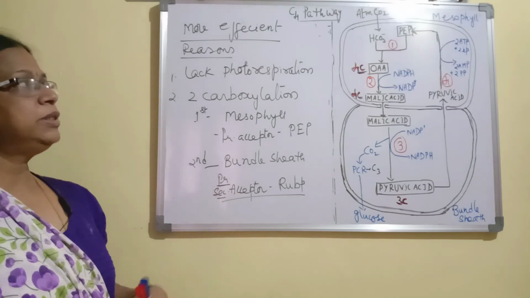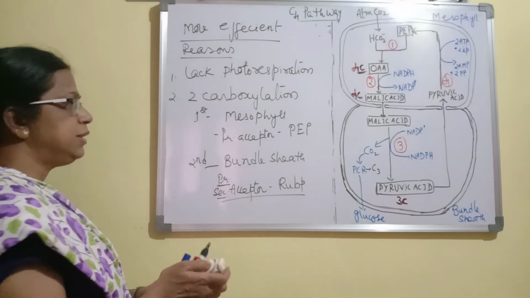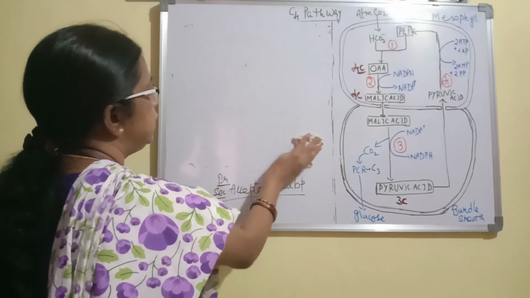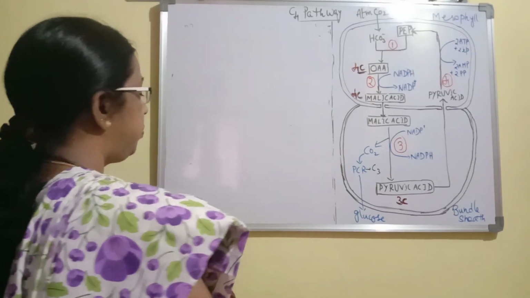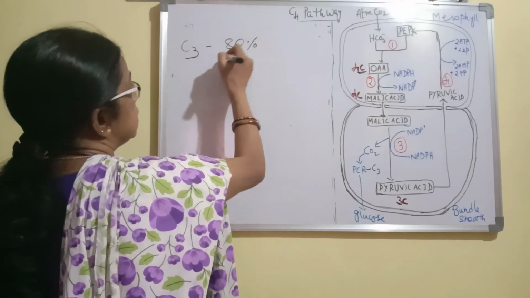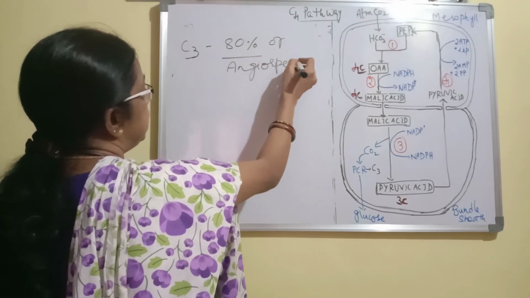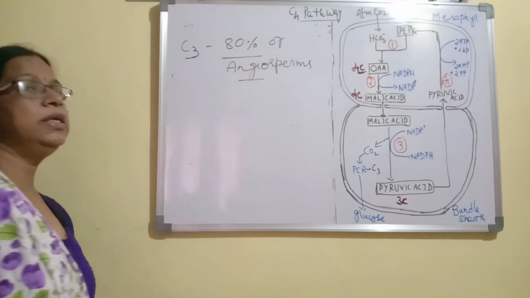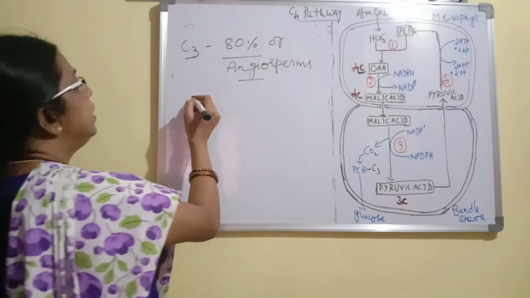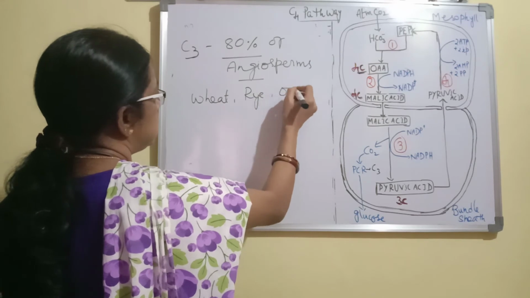I already gave you examples of C4 plants. Lastly, some examples of C3 plants you can also take. The C3 cycle takes place in 80% of angiosperms. That means the C3 cycle is the most common compared to the C4 pathway. Some examples are wheat, rye, oats.